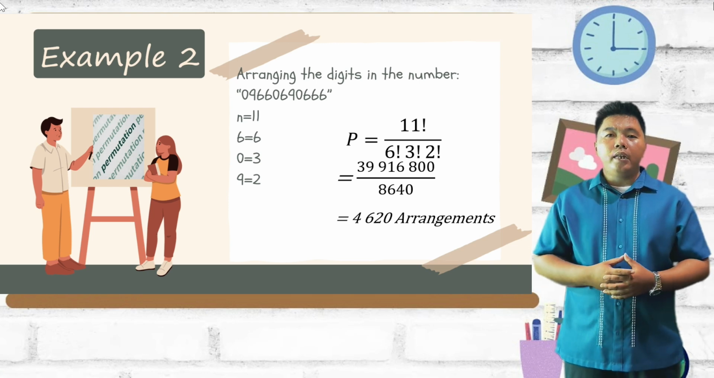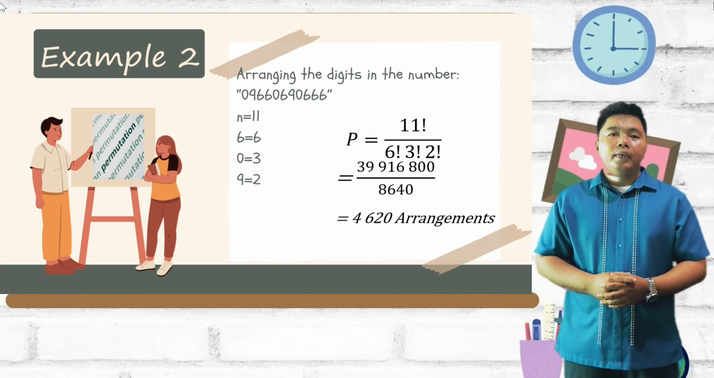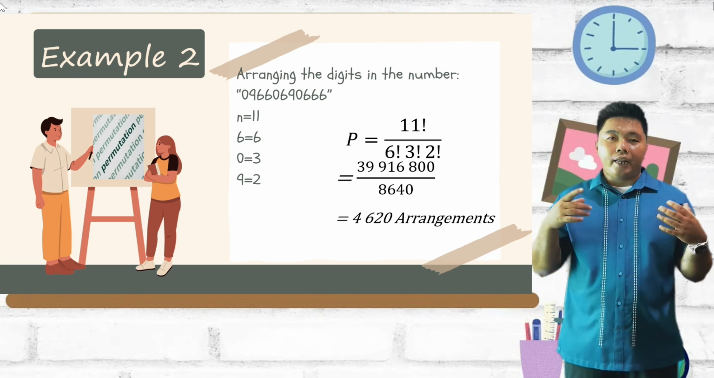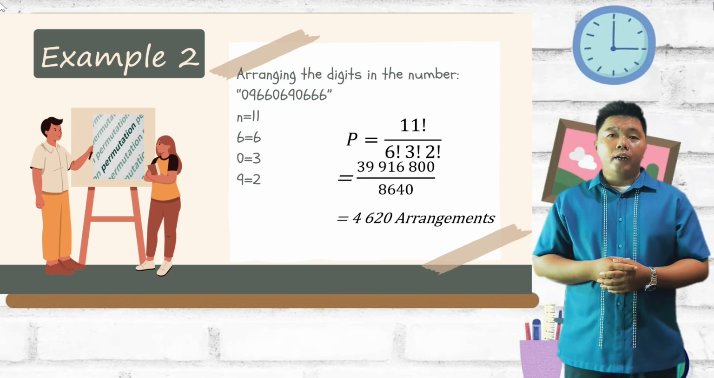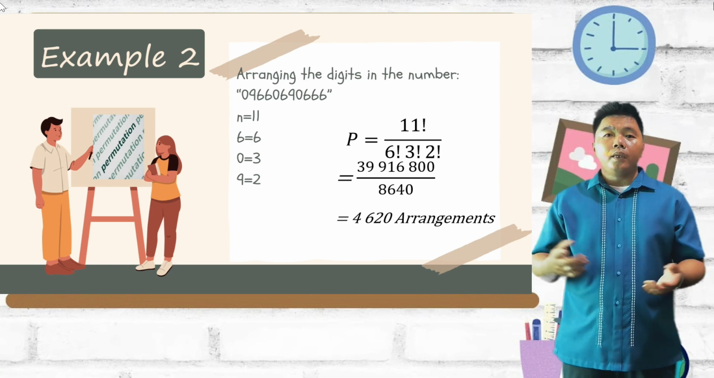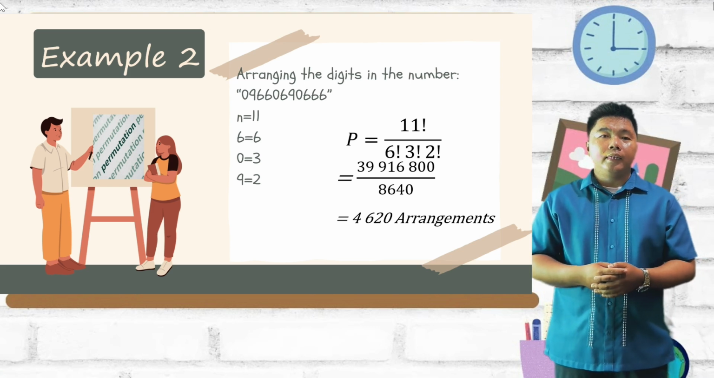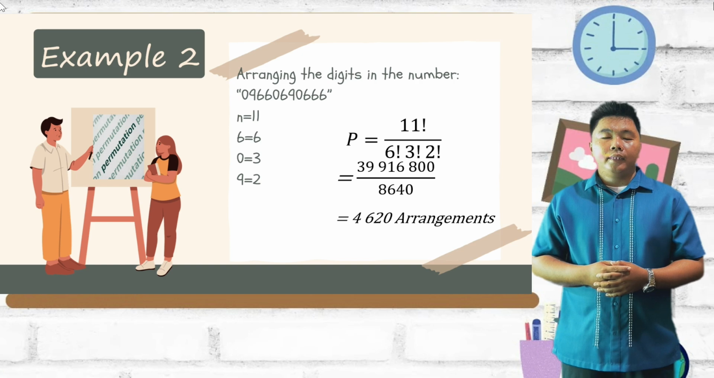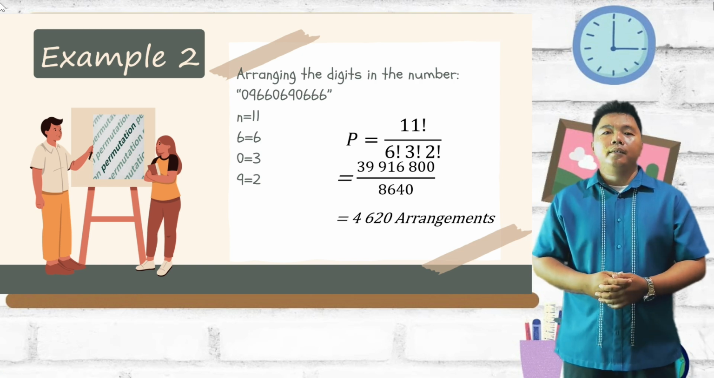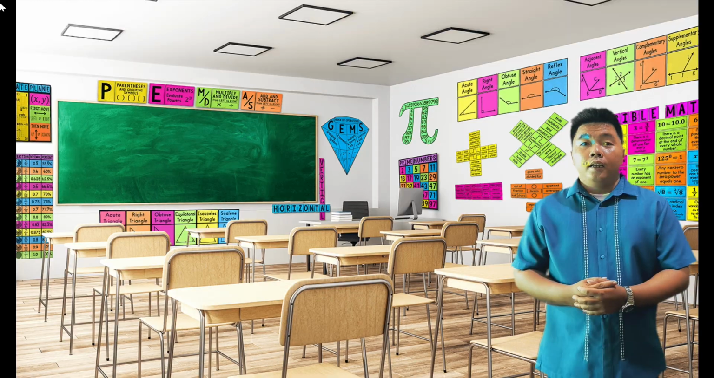By simplifying that again, we get the answer 4,620 arrangements. So the possible arrangements of the digits of 0966069066 is equal to 4,620 arrangements. So that is our second example.